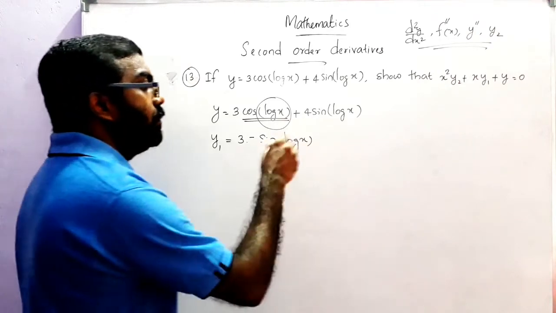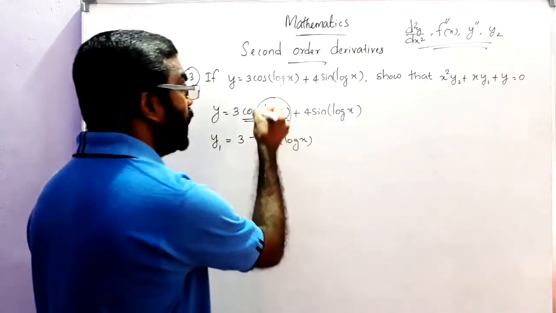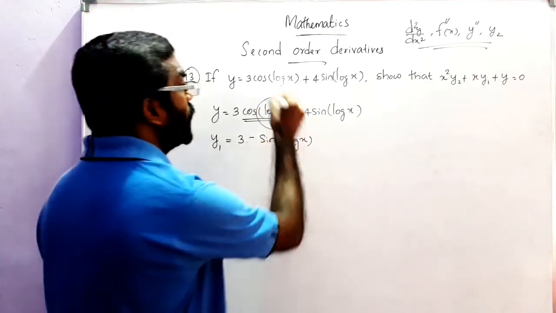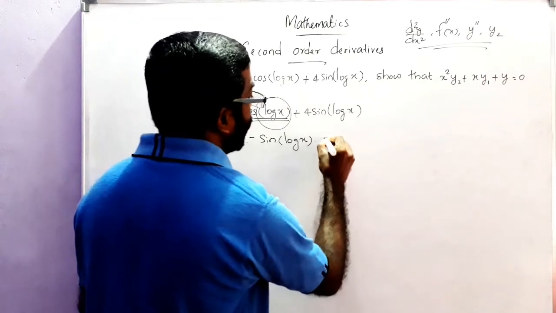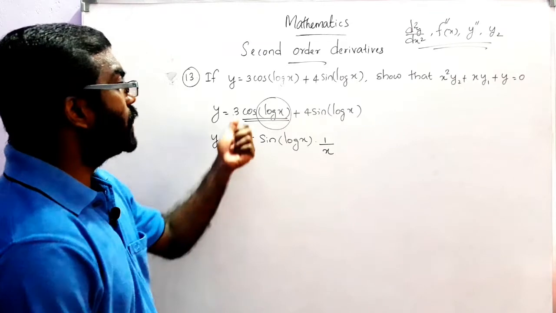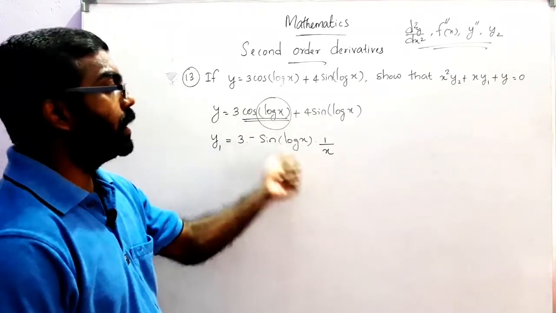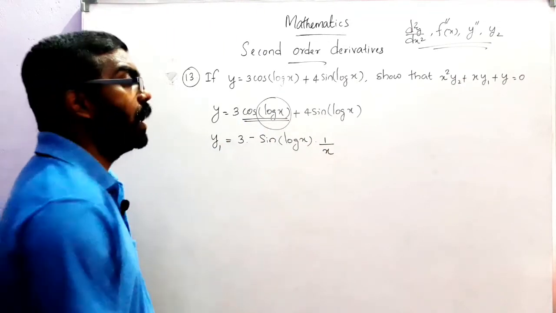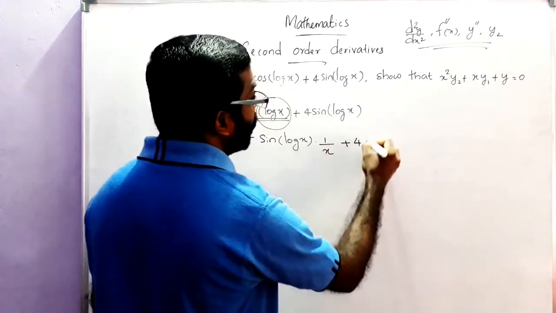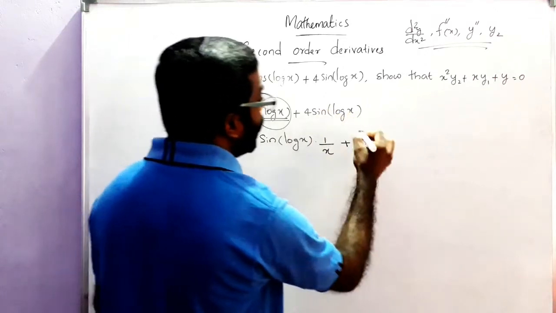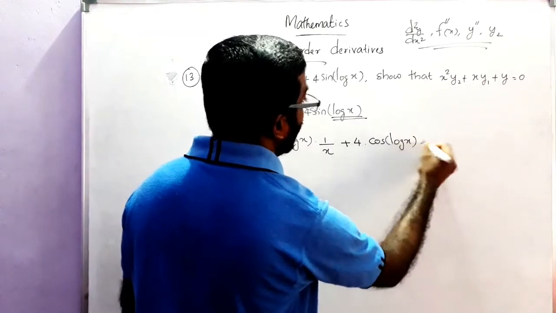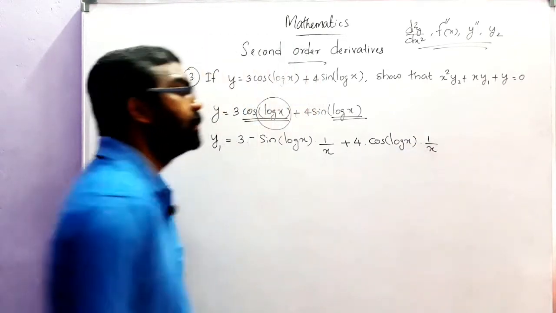Clear? Then we have to apply the chain rule. Instead of x, the term is log x, so we have to multiply by the derivative of log x. The derivative of log x is 1 by x. Understood? First the derivative of cos x is minus sin x, then the derivative of log x is 1 by x. Similarly, here 4 into sin of log x. The derivative of sin x is cos x, so cos of log x into the derivative of log x, 1 by x.